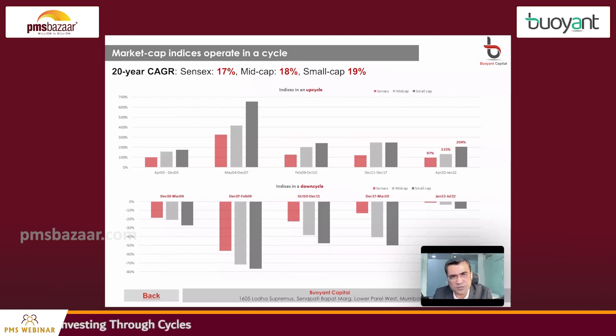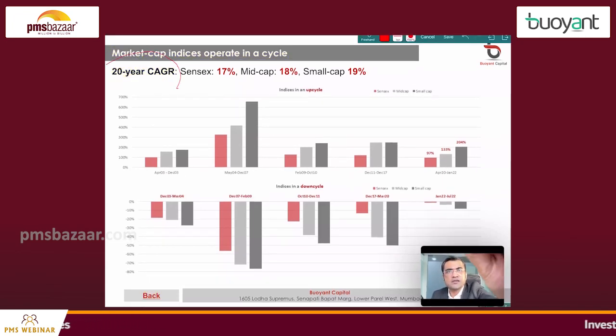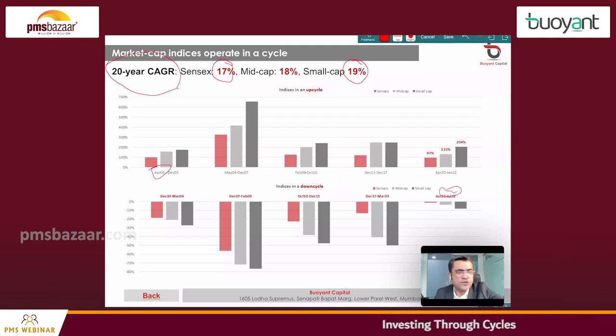Take the case in point of indices here. If you look over 20 years, you might see that the Sensex has generated 17% CAGR, and the small cap index has generated over 19% CAGR, from April 2003 to July 2022. And that might make somebody come to the conclusion that it doesn't matter where you invest, all indices give similar returns.